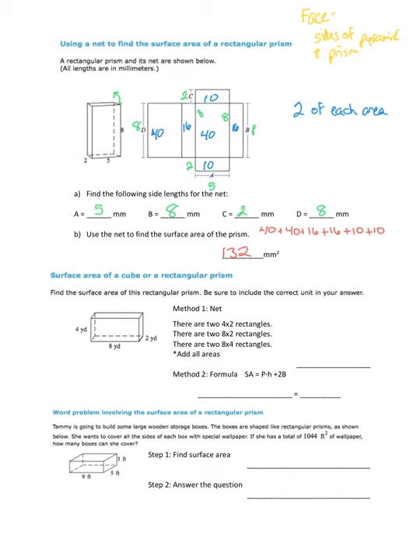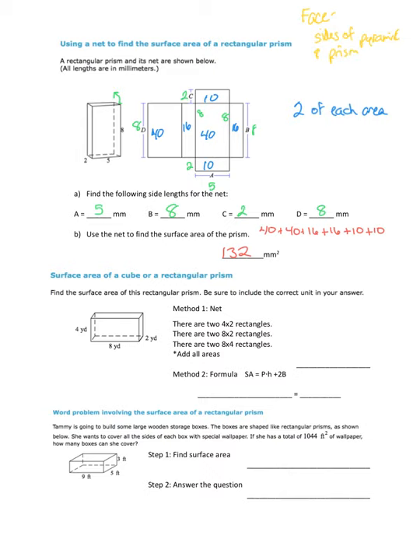Now, we're going to find the surface area of this rectangular prism. Excuse me. But we did not break this apart. So method 1 is the net, and method 2 is a formula. So we're going to do it both ways.